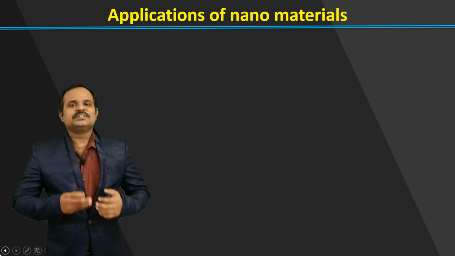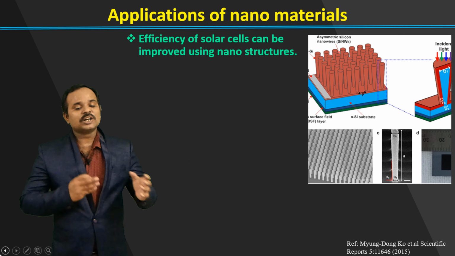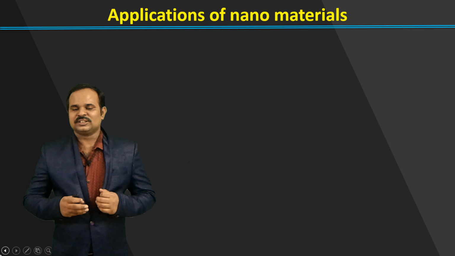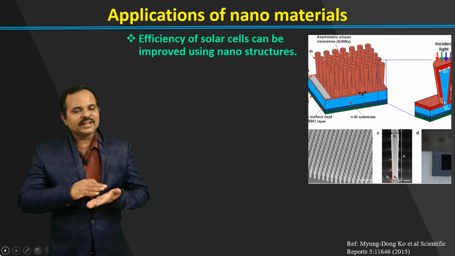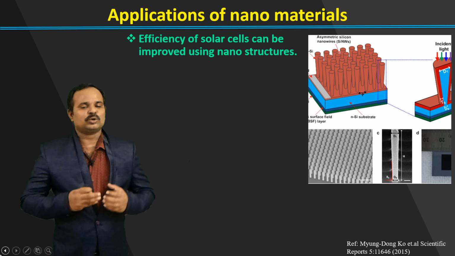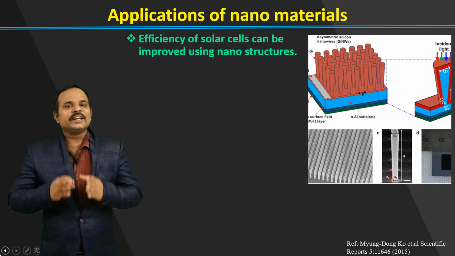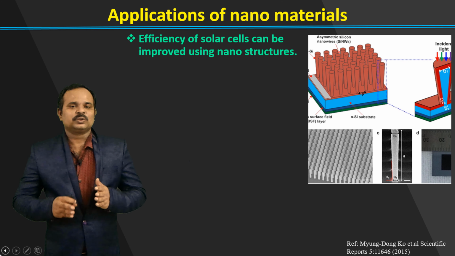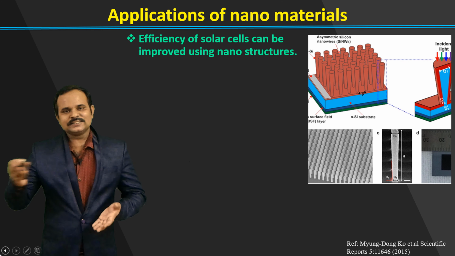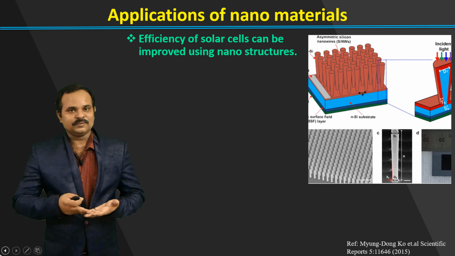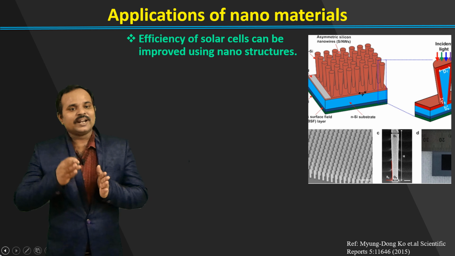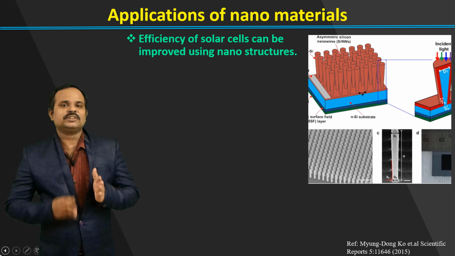What are the applications of these nanomaterials? Nanomaterials have a lot of applications. Nanomaterials can enhance the efficiency of the solar cell. As you can see in the picture, if we make the surface of the solar cell in the form of nanorods, we can increase the surface to volume ratio by creating a columnar structure. Now, when light is incident on the solar cell, the light will be absorbed on the surface, and also light can be absorbed on the walls of the nanostructures.